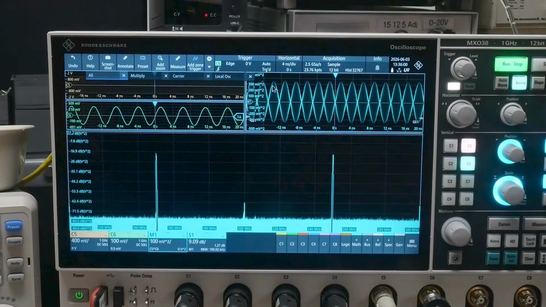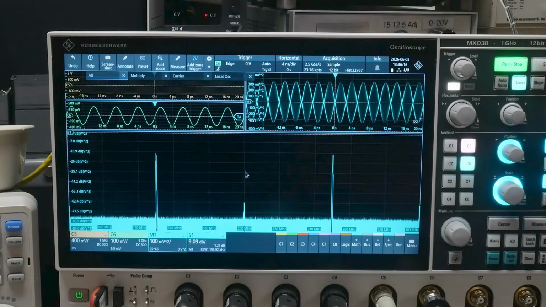And then this is the spectrum of that. It's the spectrum of the multiply, okay? And so we have something here, and we have something here, and we have just a tiny little bit of something in the middle, okay? What's in the middle? That's 200 megahertz. That's what we started out with.